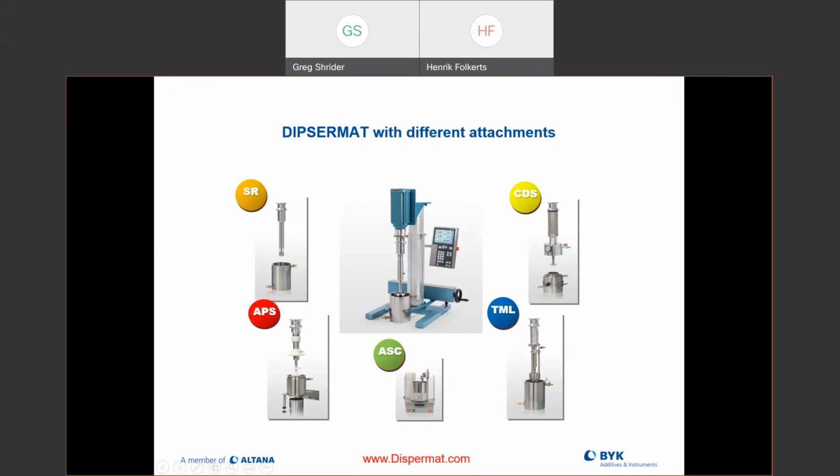Or I can turn it into an immersion mill by adding a TML, torus mill, basket mill system, onto my same system. So I turned my dissolver into a milling system. That's perfect because I need to use both systems for the proper process. So a lot of customers like that. They do the predispersion on one machine, and then they do the milling on the same machine as well. We have the same concept also for our manufacturing grade. That's also very unique to the Dispermat product line. I'll show you a couple of slides of that.